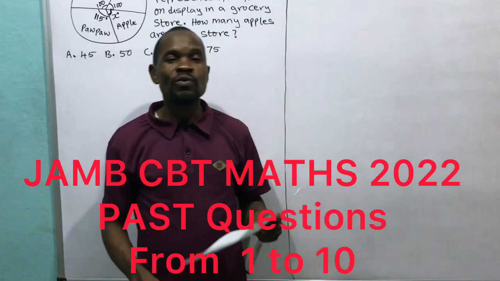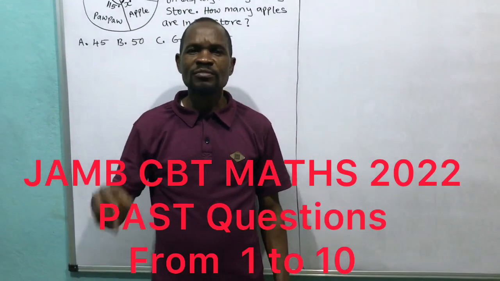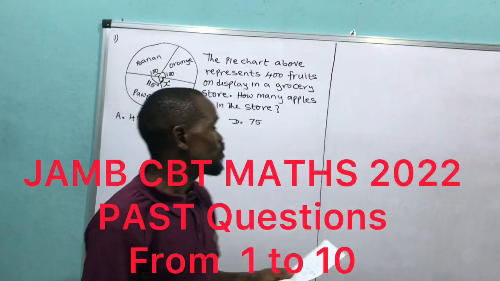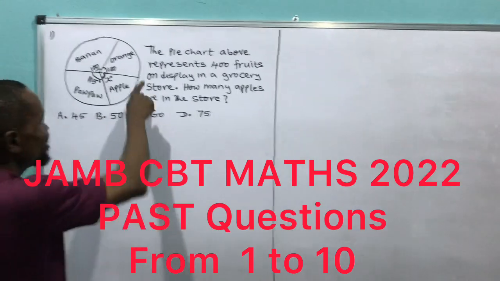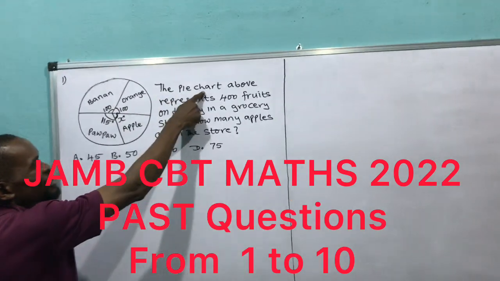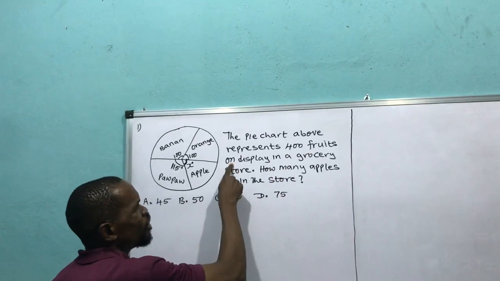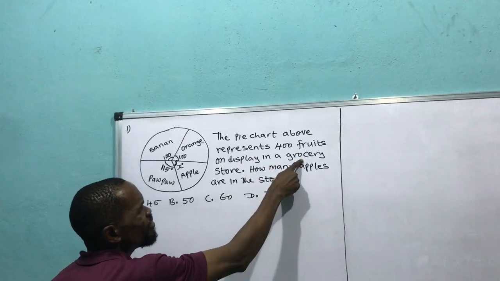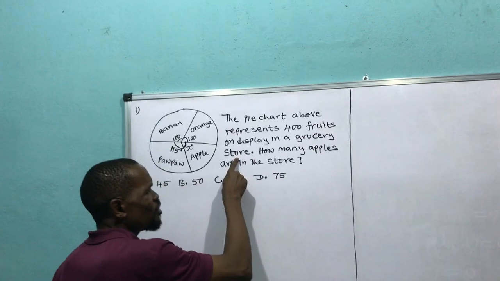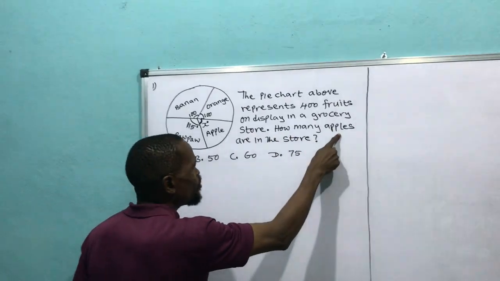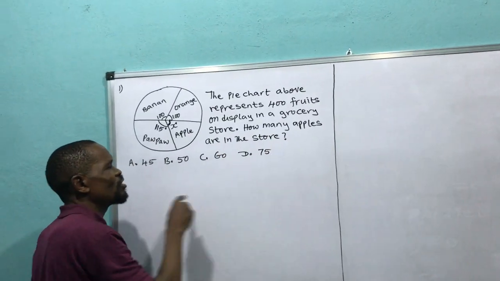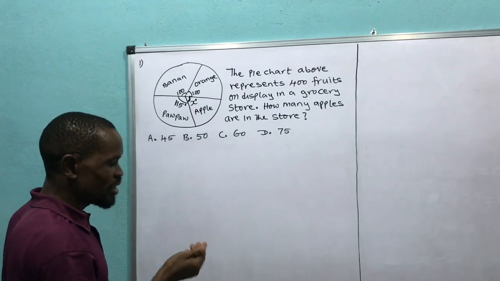Now we are dealing with JAMB mathematics. Look at the question given to us. They said the pie chart above represents 400 fruits on display in a grocery store. How many apples are in the store? They asked us how many apples are in the store.